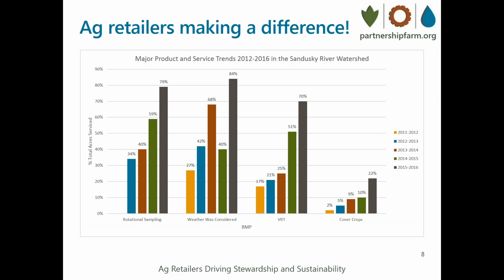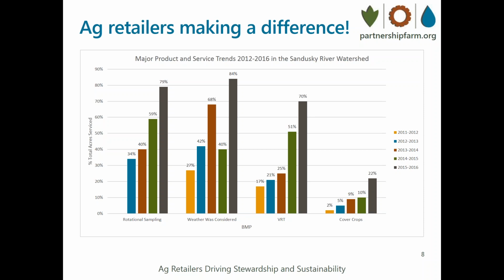Ag retailers are making a difference. For example, our annual surveys show large increases in variable rate P application in the Sandusky River watershed, increasing from 17% of acres in 2011 to 70% last year. In 2015, we secured funding for ag retailers to offer a discount on variable rate to farmers in the Sandusky River watershed who had not tried it before. We expanded to 3 additional watersheds in Northwest Ohio last year. We've had nearly 40 retailers participate and over 200 growers.